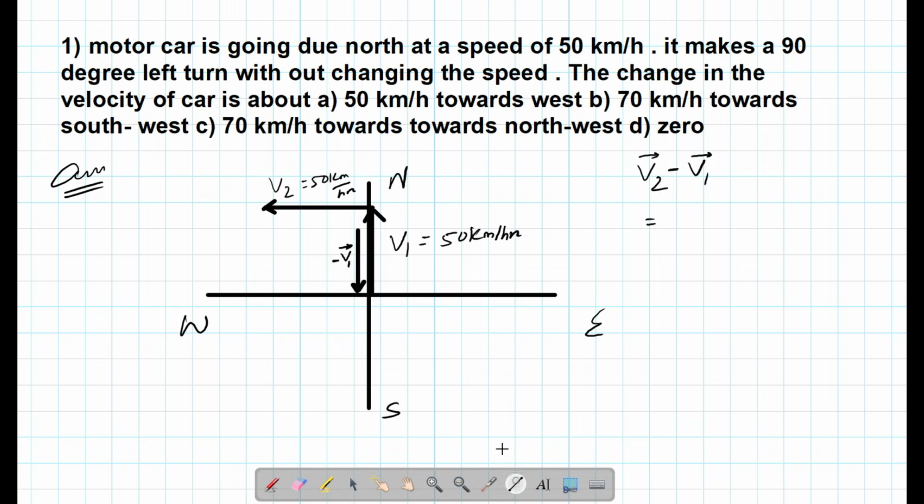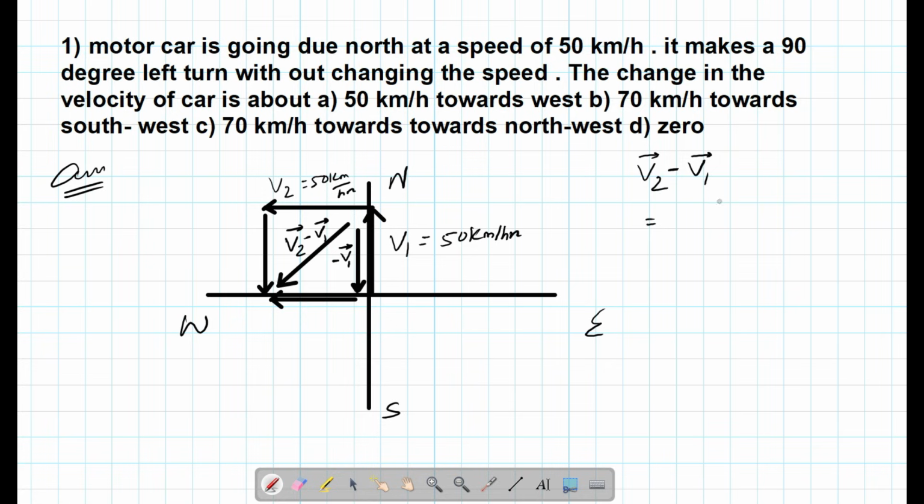Find the resultant. So what would be the resultant? The resultant is in this direction. This is V2 minus V1. So this is V2, this is V1, and this is V2 minus V1.